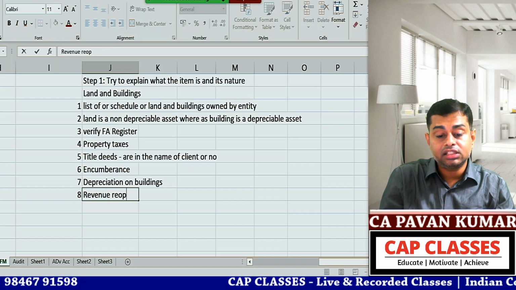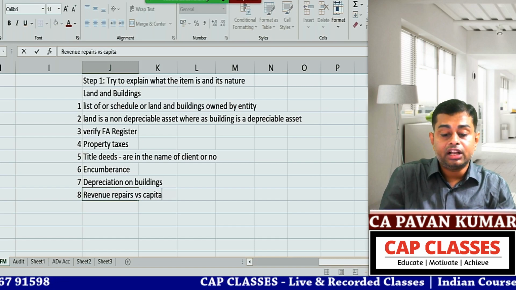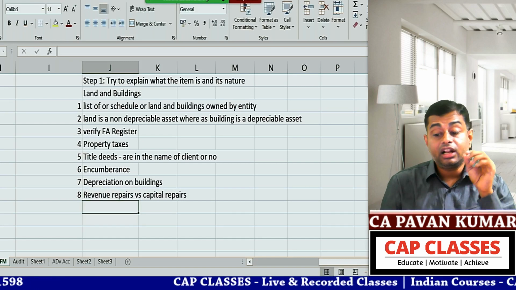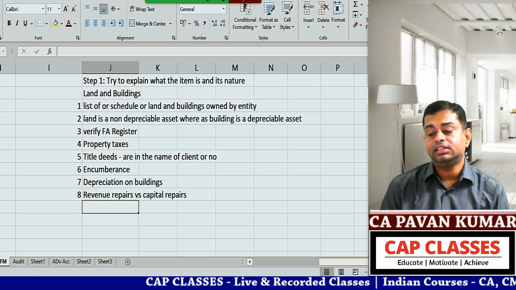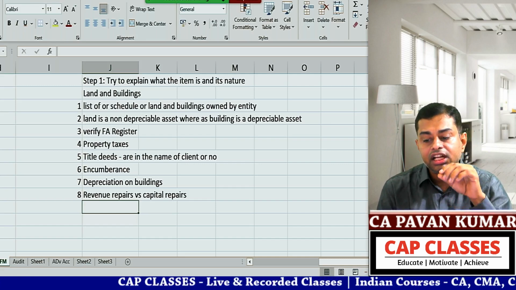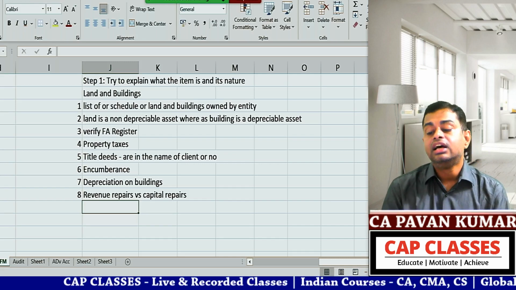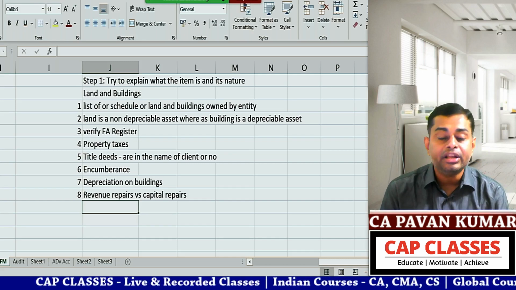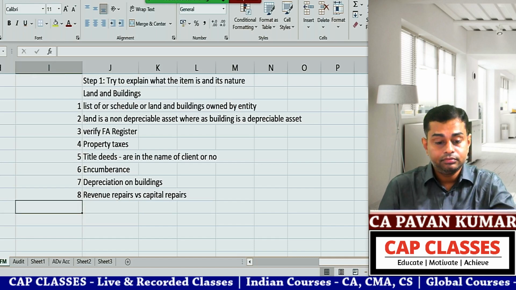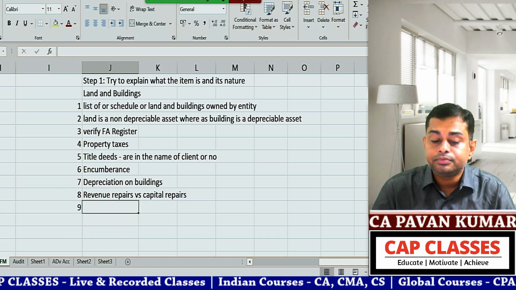Excellent. Revenue repairs versus capital repairs. Capital repairs are to be capitalized. Repairs of capital nature should be included in the value of the asset, whereas revenue repairs are to be expensed to P&L. Excellent point. Very good. Next, any other point?